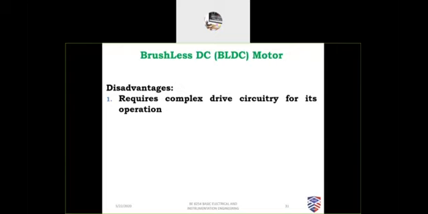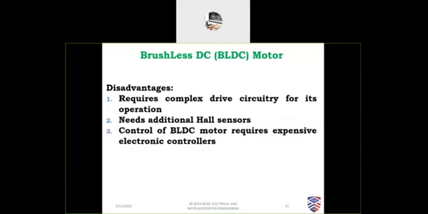Disadvantage: it requires complex drive circuitry for its operation, and needs additional Hall sensors to sense the position of the rotor. Control of BLDC motor requires expensive electronic controllers. Drive circuitry is different, controlling is different.